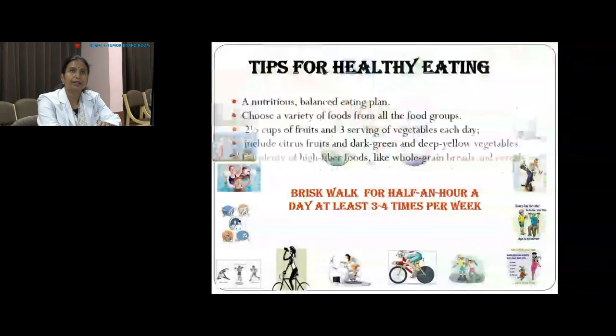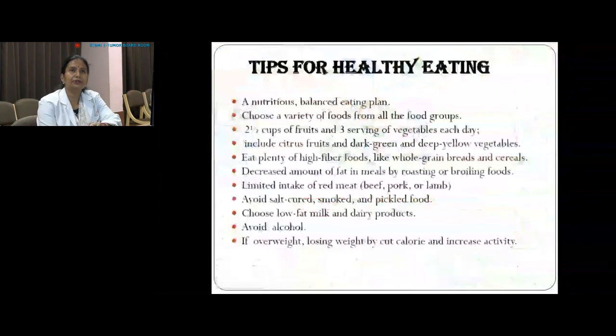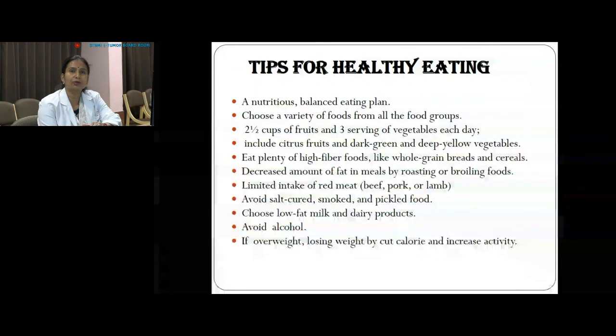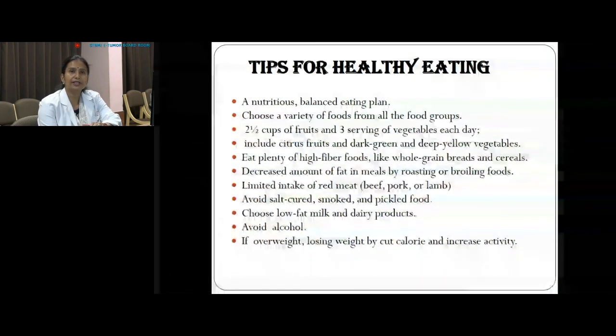Tips for healthy eating: a nutritious balanced eating plan. Choose a variety of food from all food groups. Take 2.5 cups of fruits or 3 servings of vegetables each day. Include citrus fruits and dark green and deep yellow vegetables. Eat plenty of high fiber foods like whole grain breads and cereals. Decrease the amount of fat in meals by roasting or broiling foods. Limit intake of red meat, beef, pork or lamb.